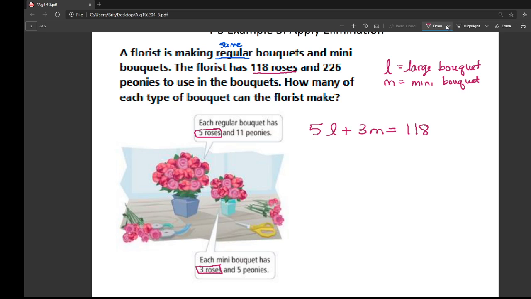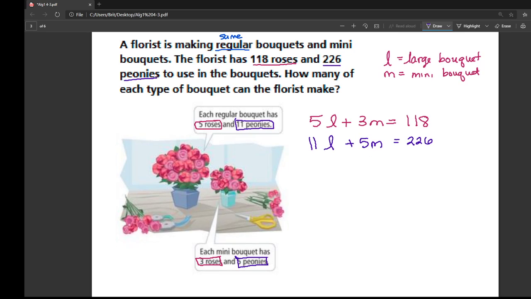So there's my roses. Now I'm going to make another equation, but I'm going to do it with peonies. So I have 226 peonies to use. The large bouquet has 11 peonies, and the mini bouquet has 5 peonies. So I'm going to say 11L plus 5M is equal to the 226 that we have there. So now I have two equations that I can work with.